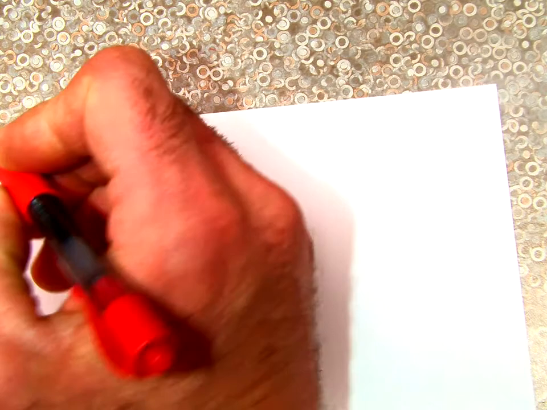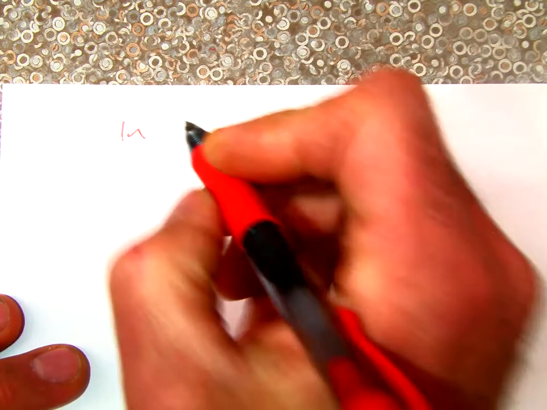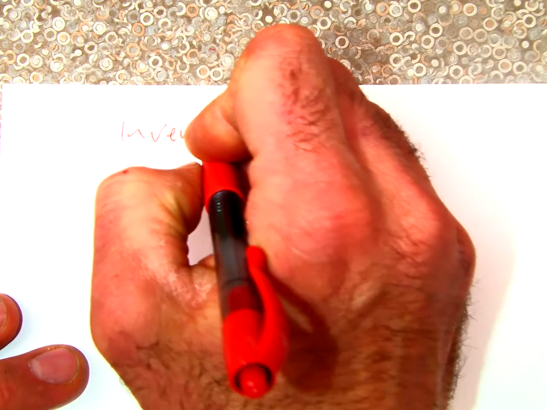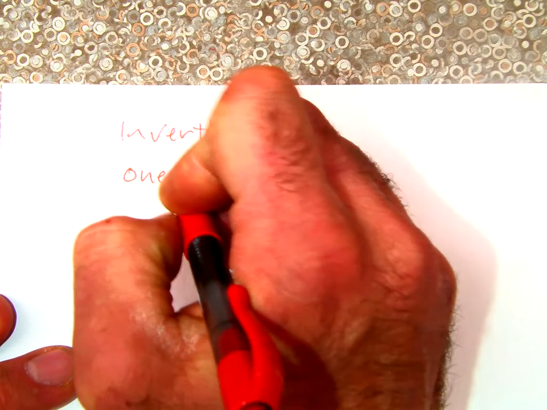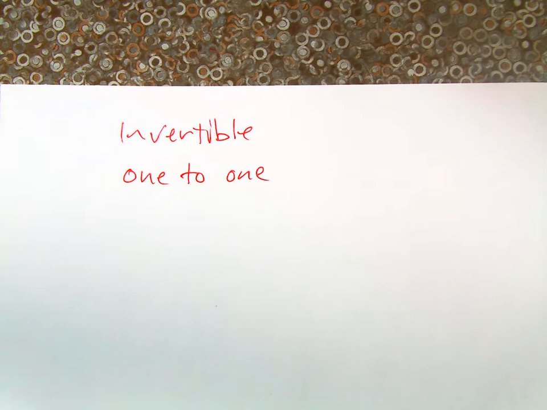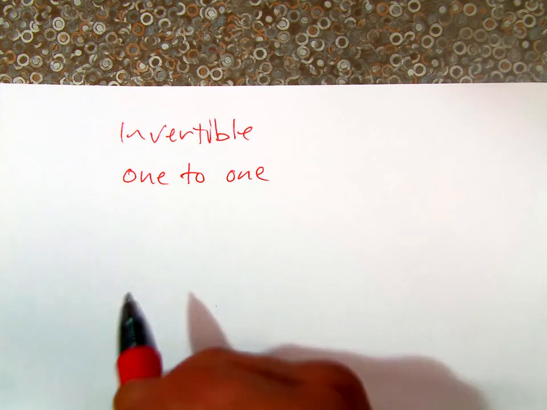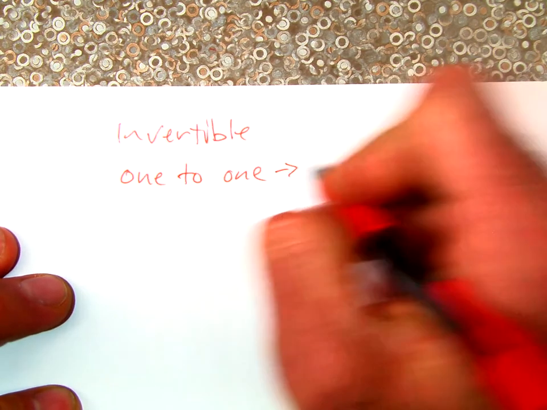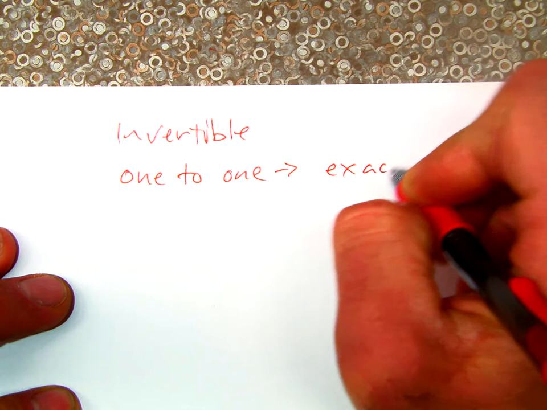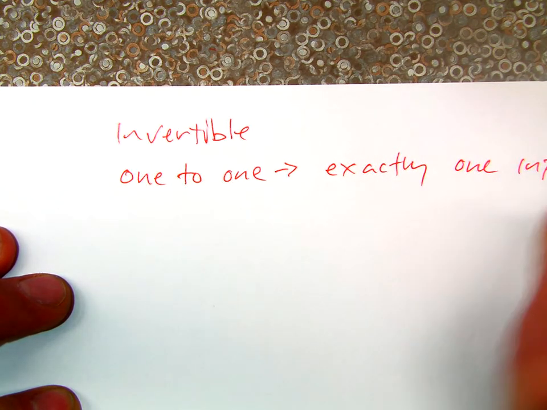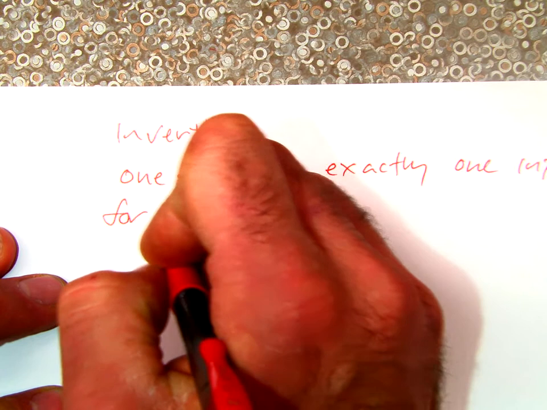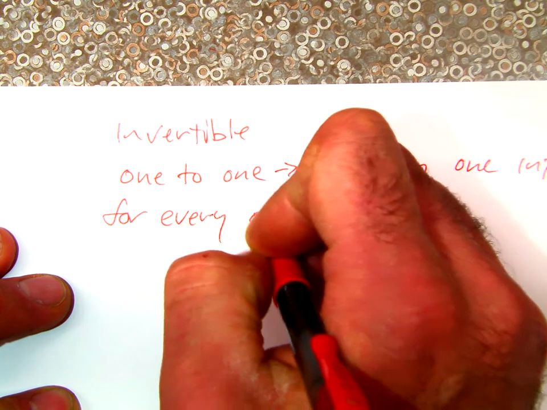So in order really for a function to be invertible, it has to be something that's called 1 to 1. And that means that the definition of 1 to 1 is exactly one input for every output.